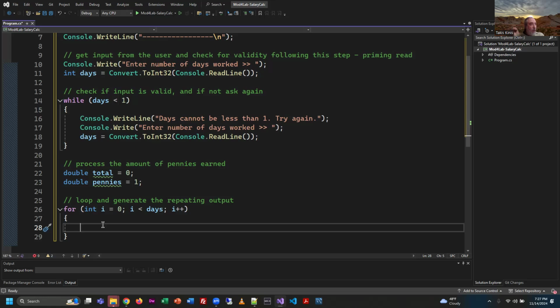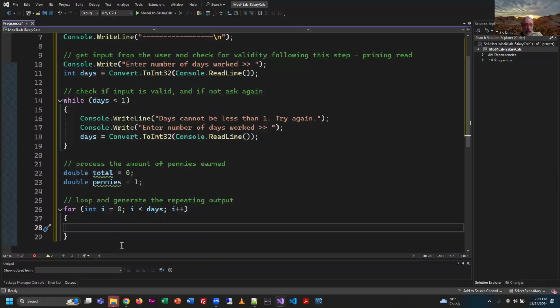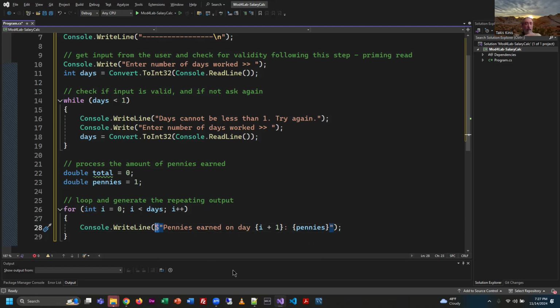All right. So what's going to happen every time the loop runs? Okay, well, let's look at the output. It's going to put these words on the screen, and this other stuff. Okay, so here's how I did that. So back over to Visual Studio. So I just did a console write line. I am using string interpolation, right? That's the $ sign there. I'm just saying pennies earned on day.